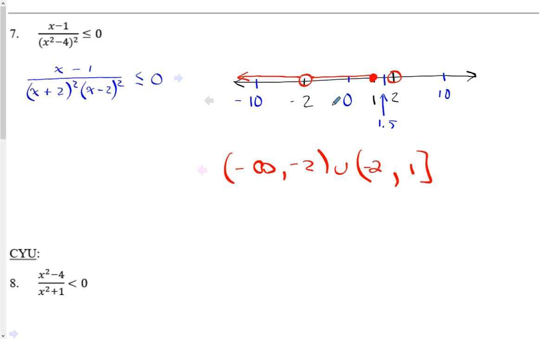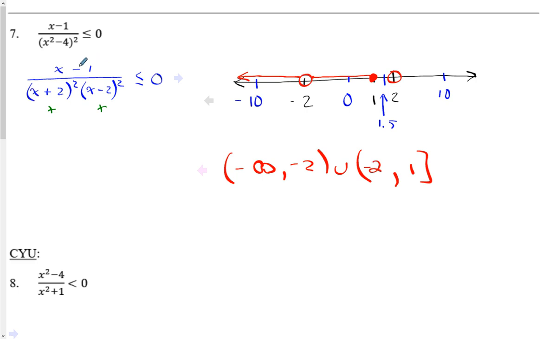Well, I know no matter what I do, since this factor is squared, this will always be positive. This will also always be positive because it's squared. So I don't have to work through every single point. I can be a little bit smart here and say my denominator is always positive, or 0, which will be where my function is undefined. So all I really need to look at is to the left and right of where x is 1.